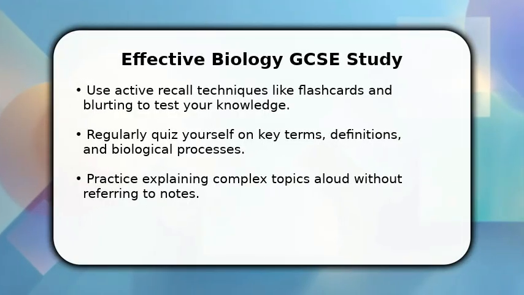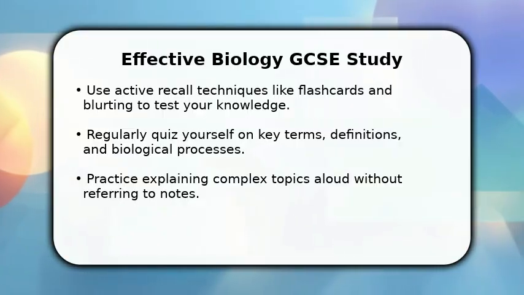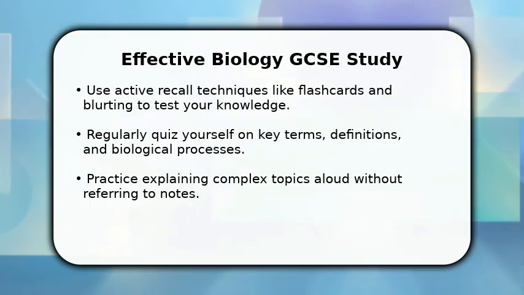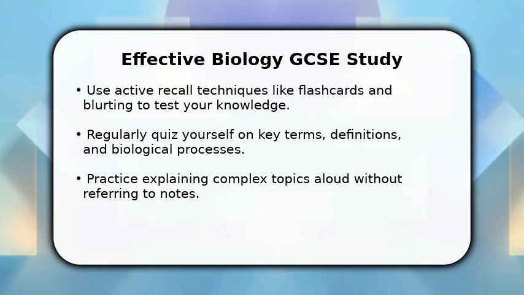In this video, I will explain how to study for Biology GCSE. To truly master the subject, active recall is your best friend. This means actively retrieving information from your memory, rather than passively rereading notes. Try using flashcards for key terms and definitions, or the blurting method where you write down everything you remember about a topic. Regularly testing yourself helps solidify your understanding and highlights areas needing more attention.